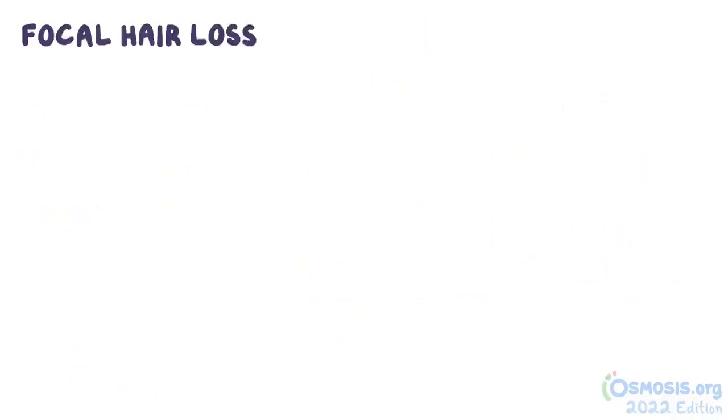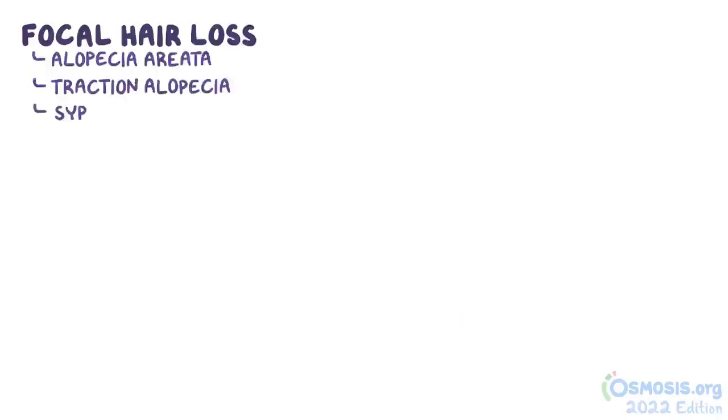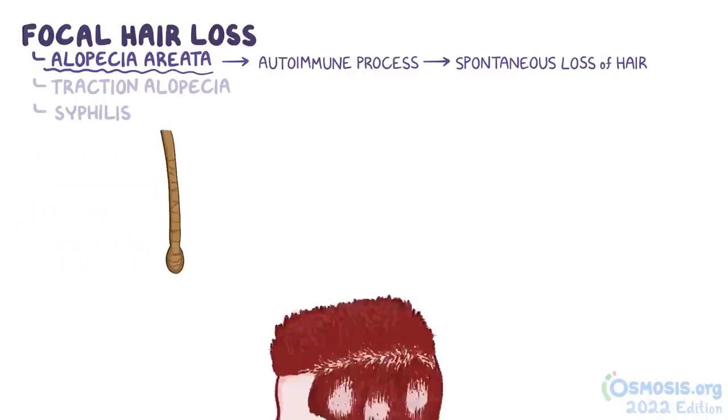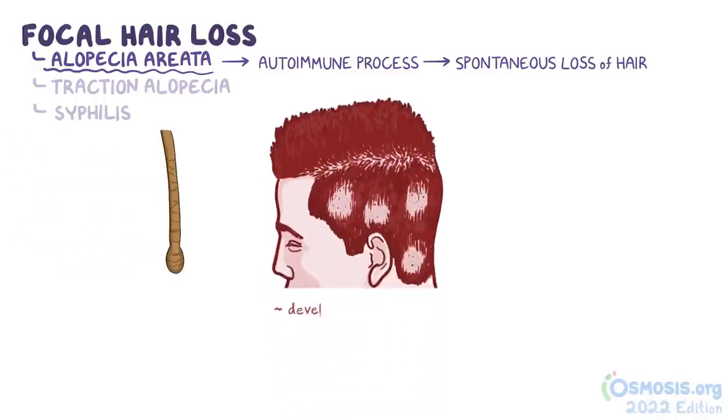Focal hair loss can be observed in conditions like alopecia areata, traction alopecia, or syphilis. Alopecia areata is a relatively common form of non-scarring alopecia where an autoimmune process leads to the spontaneous loss of hair on the scalp or other areas. This disease interferes with hair cycling by causing a follicle to prematurely leave the anagen phase and enter the telogen phase. Most often, alopecia areata presents with smooth circular patches of complete hair loss that develops over a period of a few weeks.